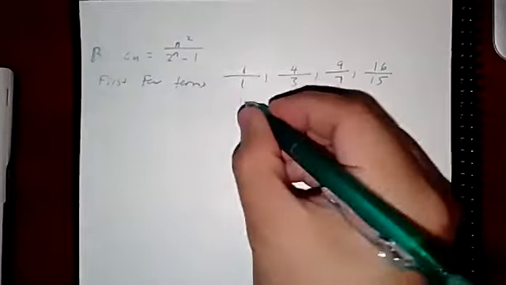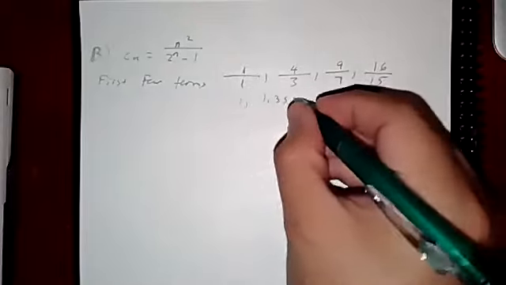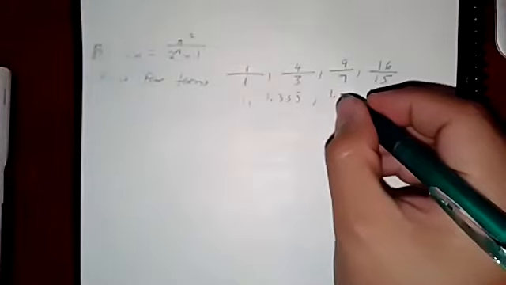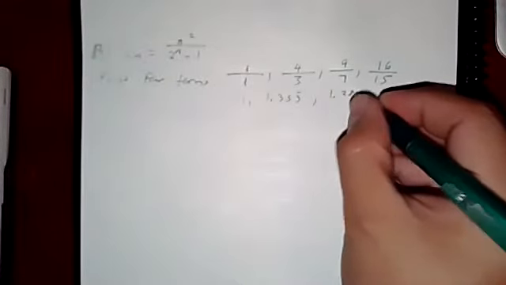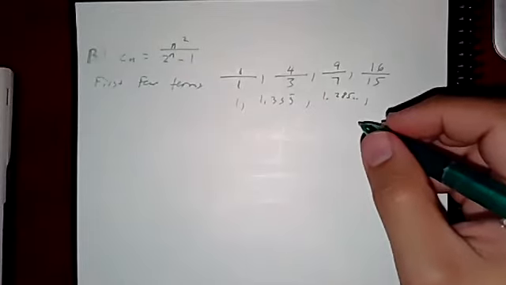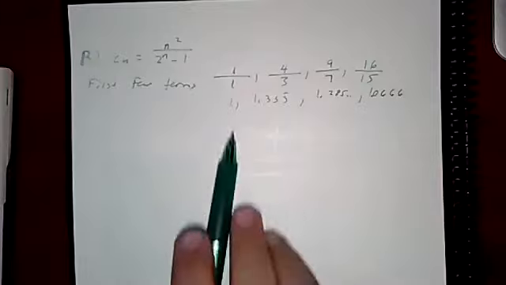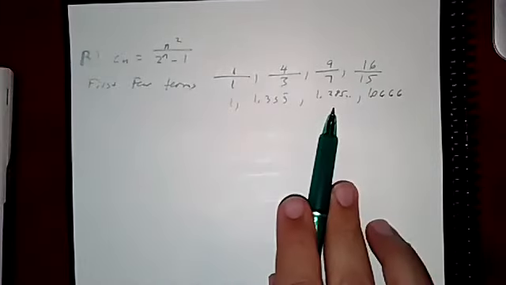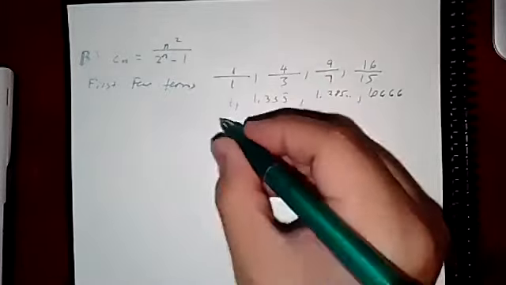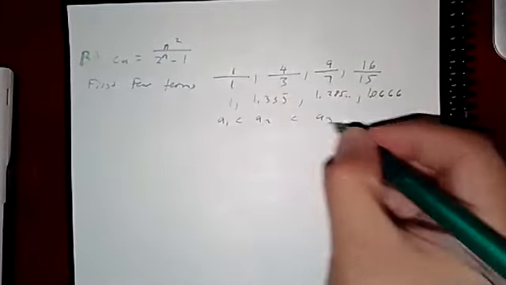So this is really 1, right? This is really 1.333 forever. This is really 1.285, whatever. And then the last one is 1.0666. So from here to here, increase. From here to there, decrease. From here to here, decrease again. So it does not follow the definition that we said, a1 is less than a2, less than a3, right?